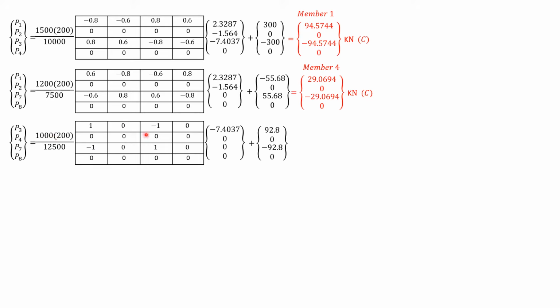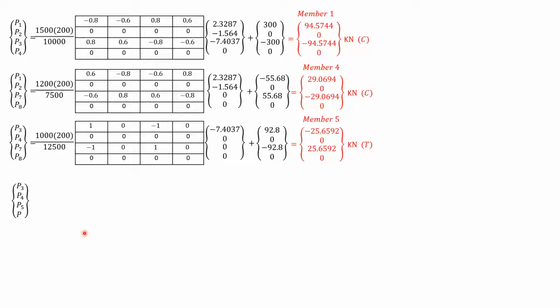So 1 times negative 7.4037 only, because the rest will be 0 times this value, plus 92.8. So we have negative 25.6592, 25.6592. So member 5 is in tension. 25.6592 would be the force. Then that's member 5 rather.